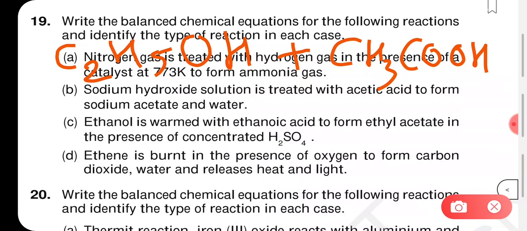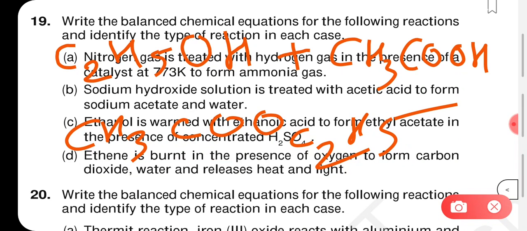So ethyl acetate will be CH3COOC2H5. Okay, along with that, what is formed? Ethyl acetate in the presence of concentrated sulfuric acid. So over the arrow, what will come here is concentrated sulfuric acid. Fine.